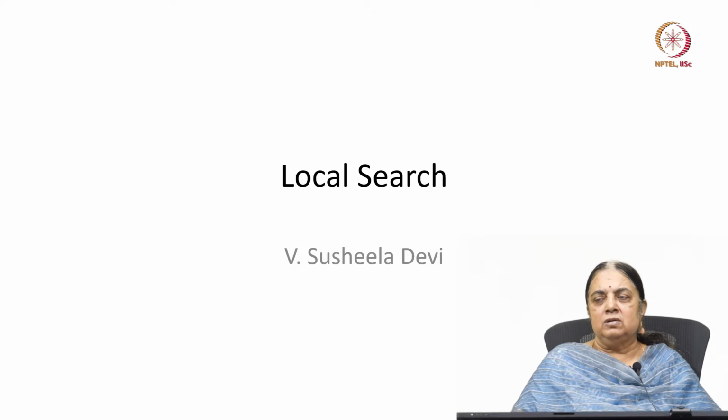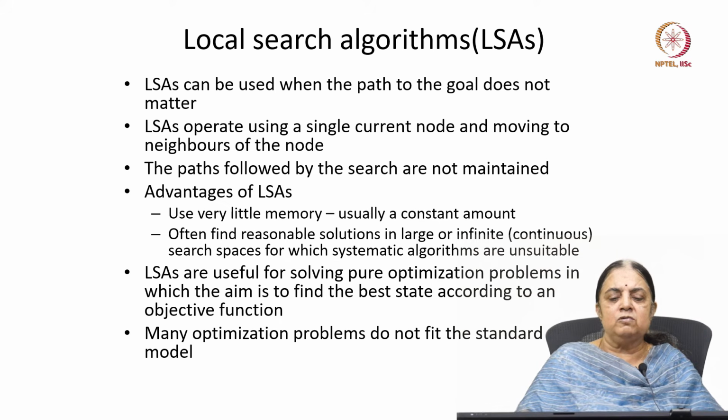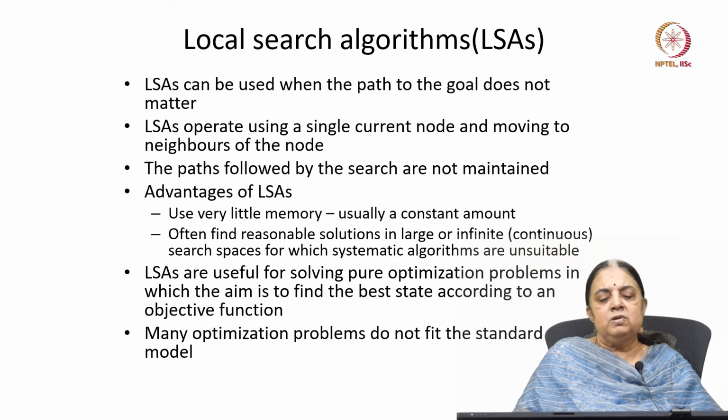Here, the steps that have been taken to reach that goal state are not important. It's just that we need to reach the goal state. We need to know which is the goal state. So that's the basic idea in this local search. Here the path to the goal does not matter.